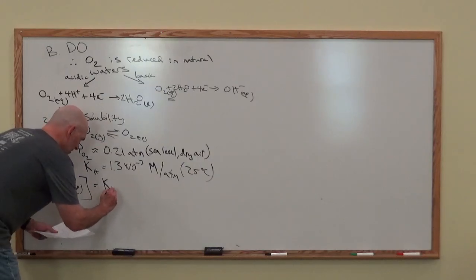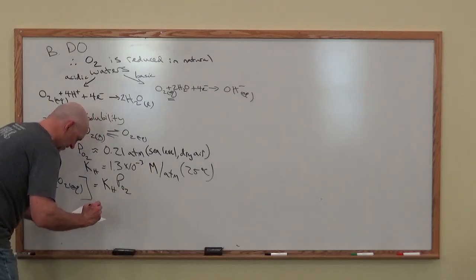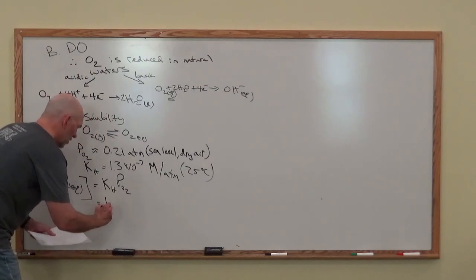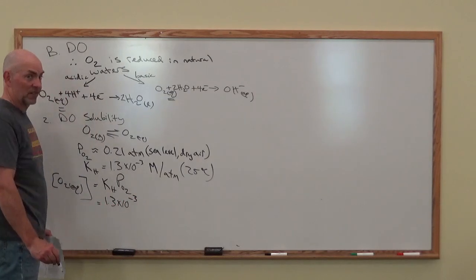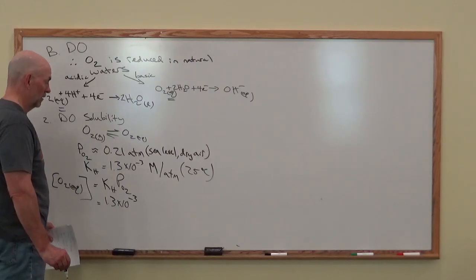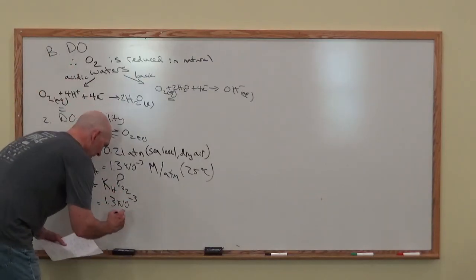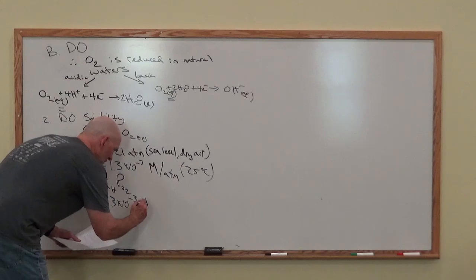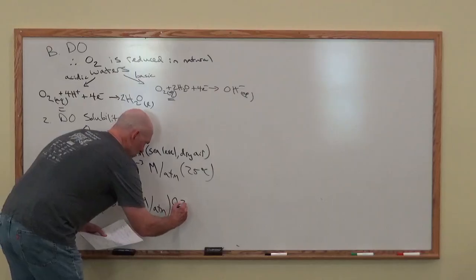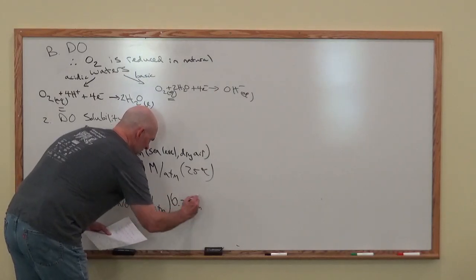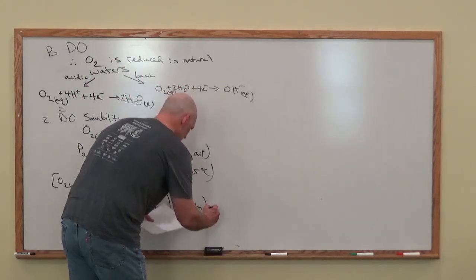So we take the Henry's law constant times the partial pressure, and let's just string this together. It's 1.3 times 10 to the minus 3. That's a pretty small Henry's law constant, so it's not very soluble. Let's compare that to benzene or phenol if you want to. So 1.3 times 10 to the minus 3 molar per atmosphere, Henry's law constant, times the partial pressure, 0.21 atmospheres. And that gives us, what?